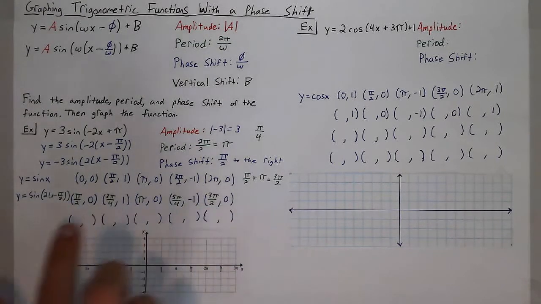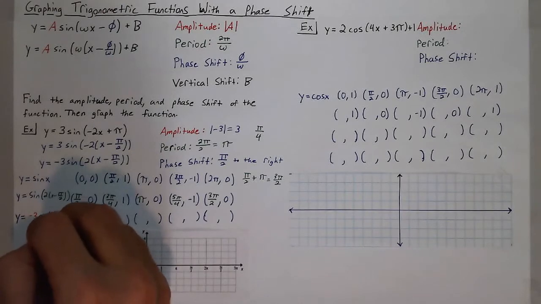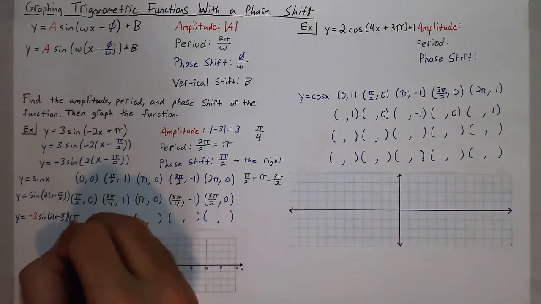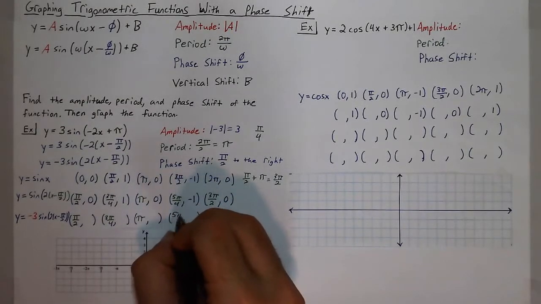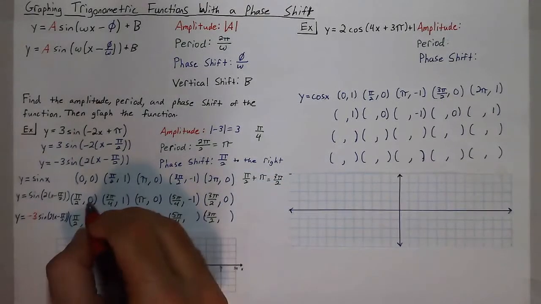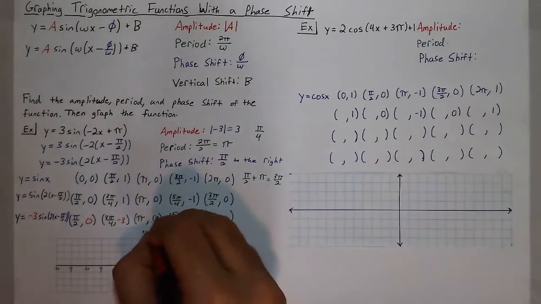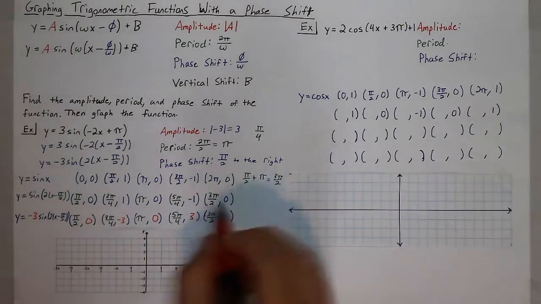So next, we're going to figure out what this negative 3 does to our y values. So now we have y is equal to negative 3 sine of 2x minus pi over 2. All that stuff has taken place already. I'll write down that I've already taken care of all of my x values, so I'll write those down unchanged. And now let's look at what happens to the y values. 0 times negative 3 is 0. 1 times negative 3 is negative 3. 0 times negative 3 is 0. Negative 1 times negative 3 is 3. And 0 times negative 3 is 0.